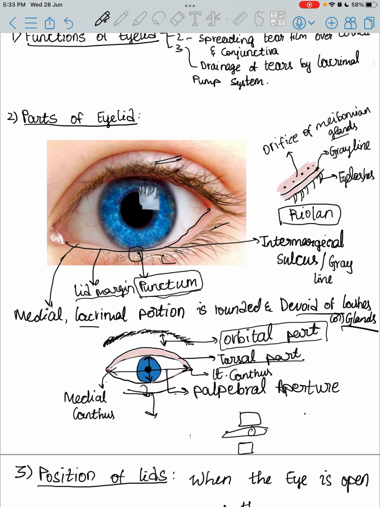The gray line is nothing but a line which divides the orifices of the meibomian glands and the eyelashes, as we can see in this picture.